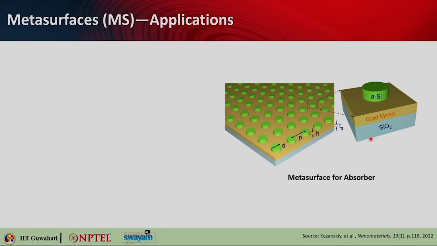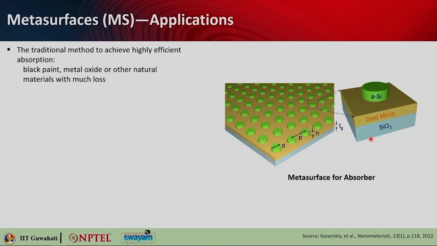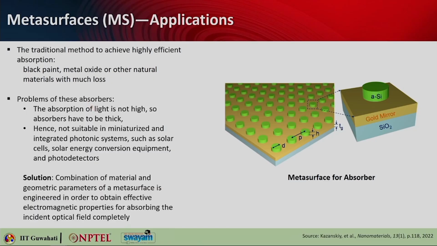The other application would be absorber. As the name suggests, an absorber will absorb electromagnetic radiation. So the traditional methods to achieve efficient absorption would be by using black paint, metal oxide or other natural materials with high loss. But the problem with that is that in these materials, the absorption of light is not typically very high. So the absorbers become very bulky, and as soon as they become bulky, they are not suitable to be miniaturized and integrated into integrated photonic systems, such as solar cells, solar energy conversion equipment, or photodetectors.